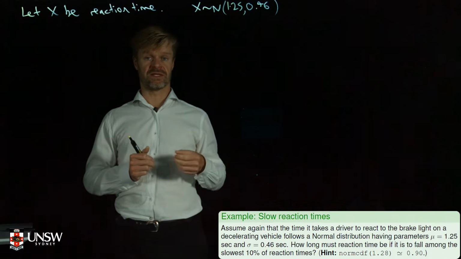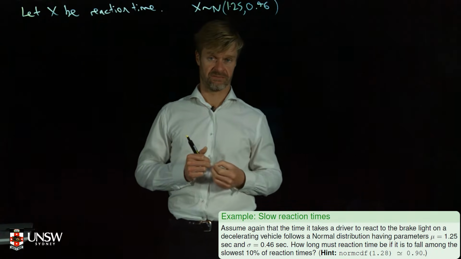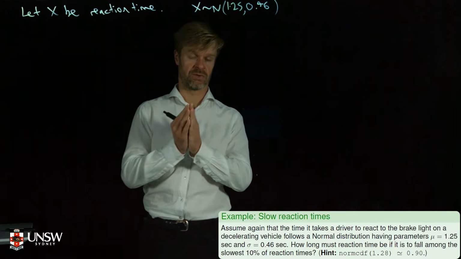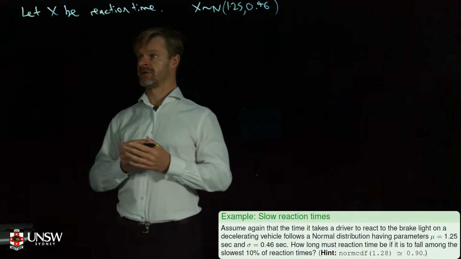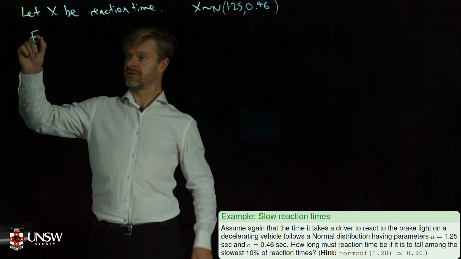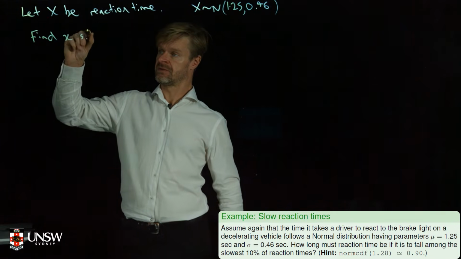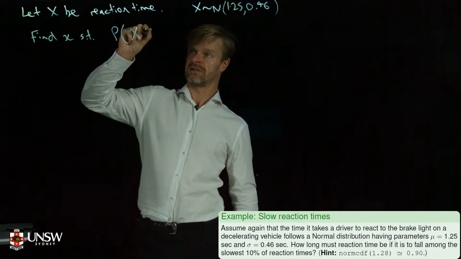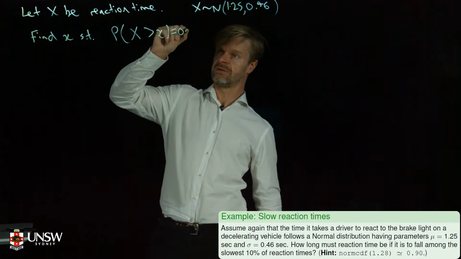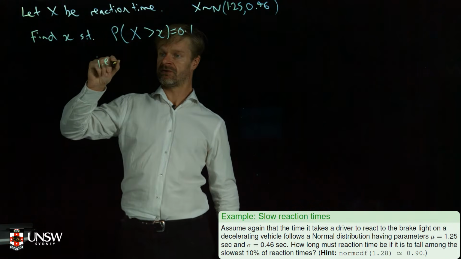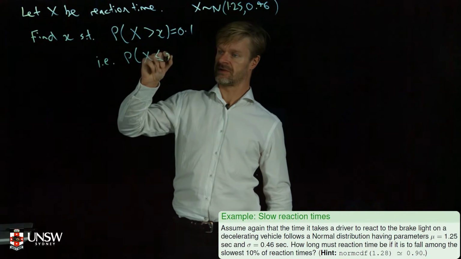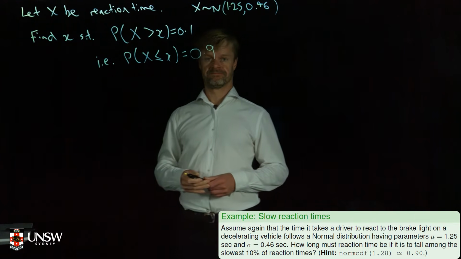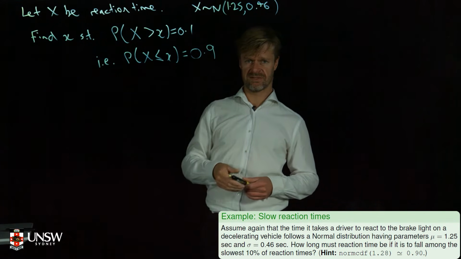So what we're looking for here is the 90th percentile, the value which has 0.9 as the probability of getting less than it, or 0.1 as the probability of getting bigger than it. So we want to find x such that the probability of getting bigger than x is 0.1, or in other words, the probability of getting less than or equal to x is 0.9. How are we going to do that?